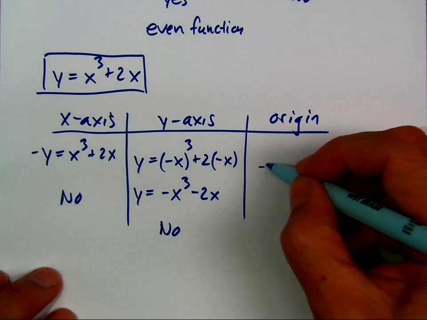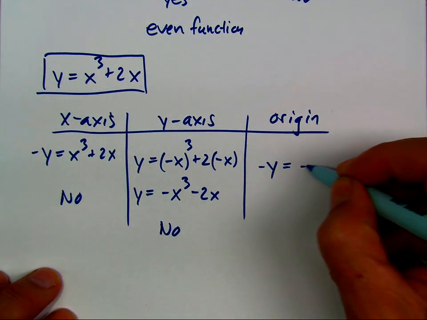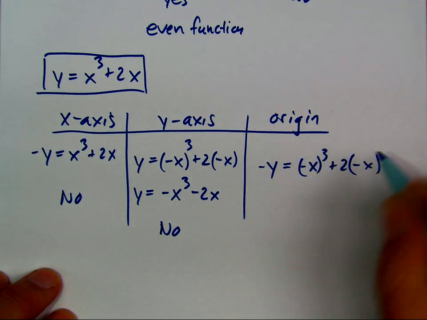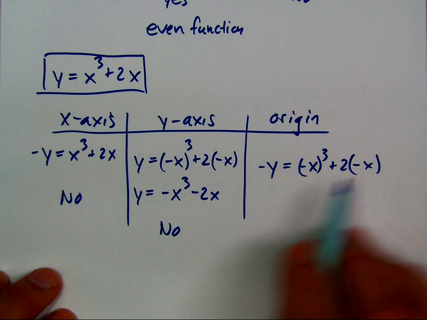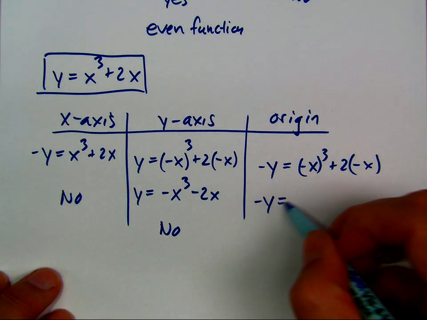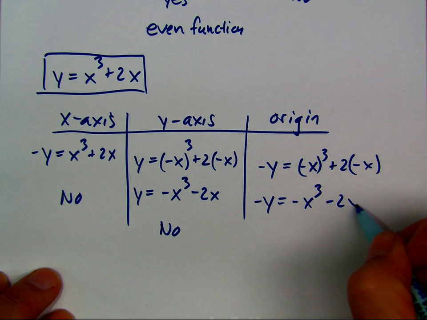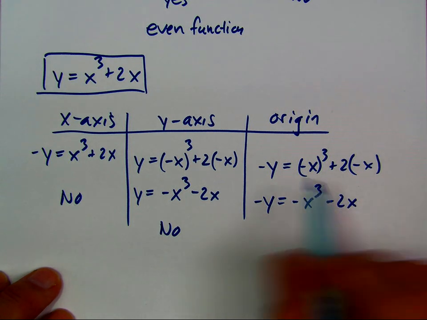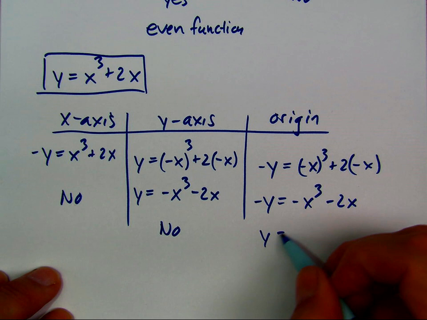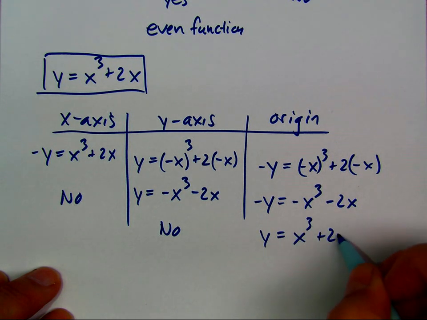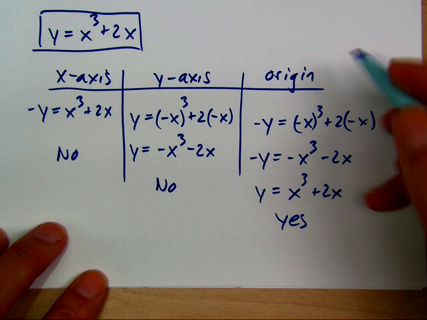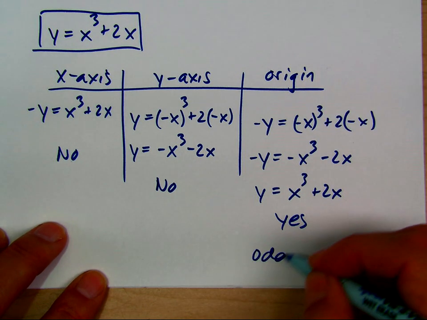And now we check the origin. Let's change all the signs to negative, negative, negative, and now we check. Can we make this look like that? And we can, just by multiplying by -1. So we say that it has symmetry to the origin, and we'd say it's an odd function.